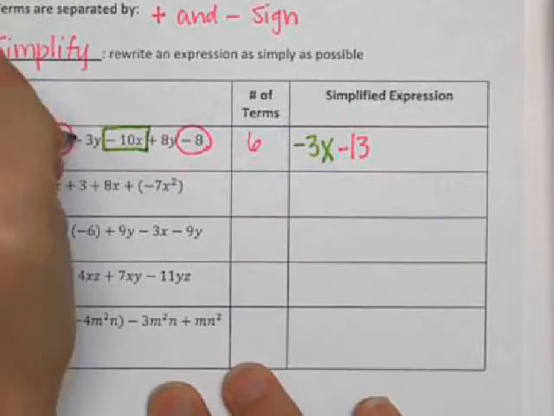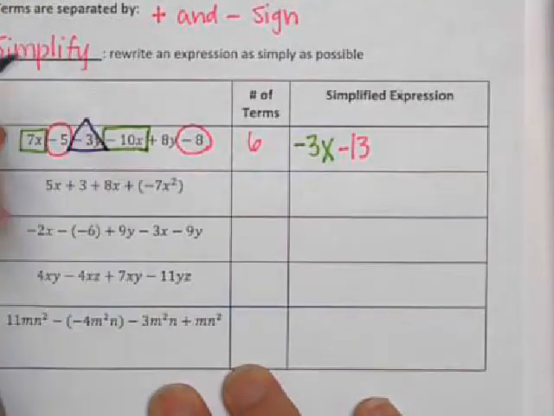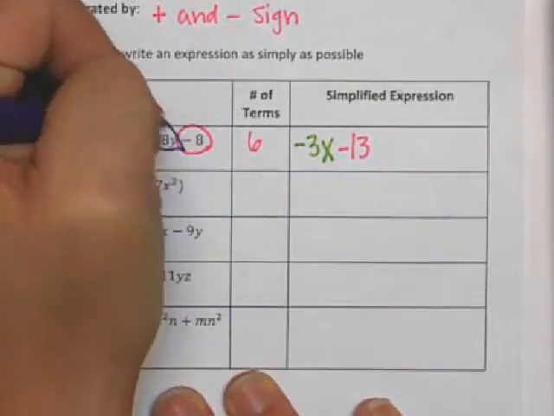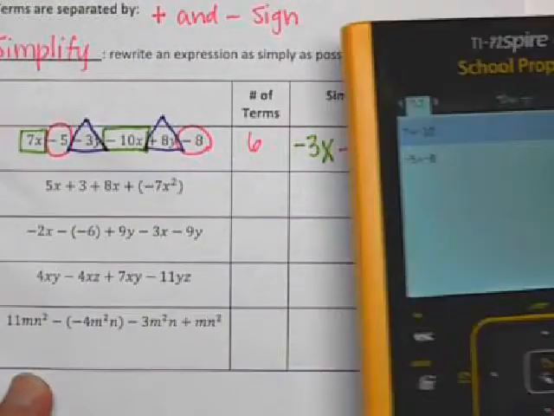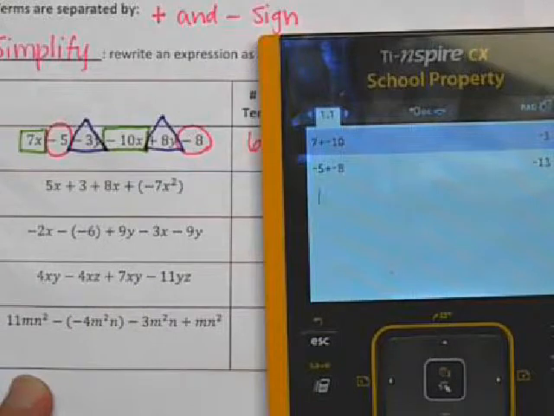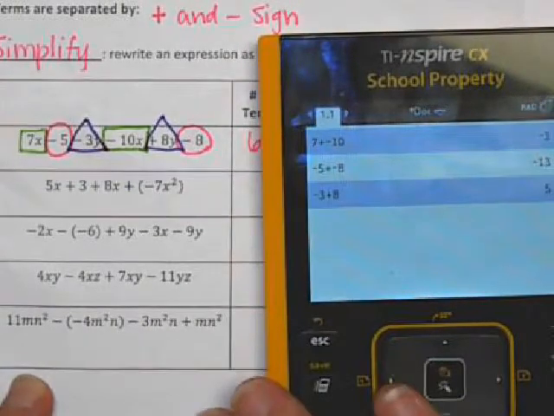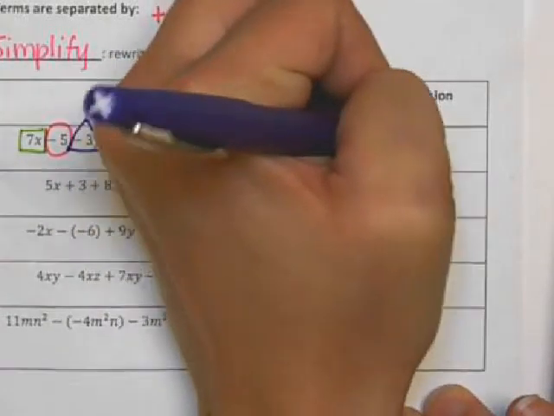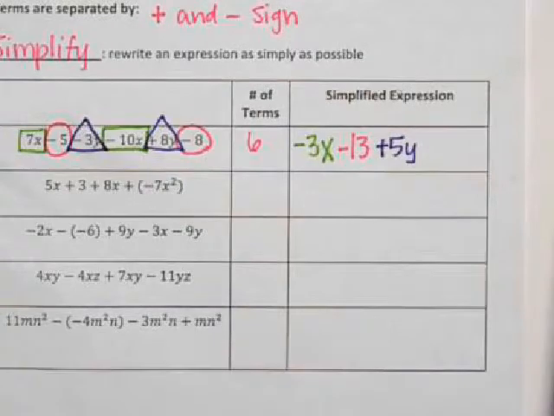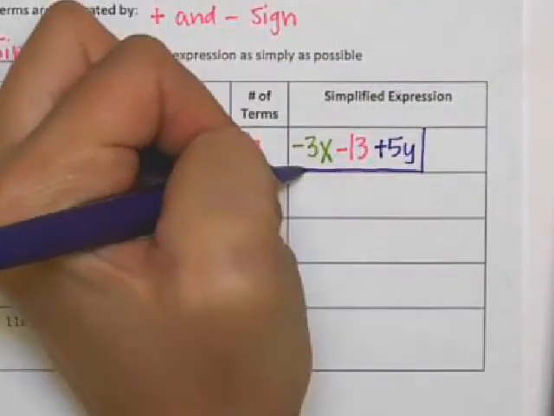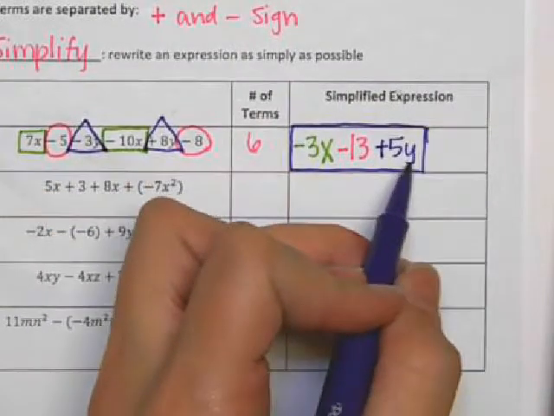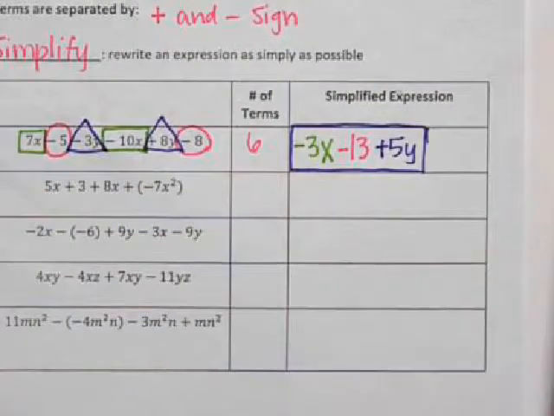Then I'm going to put a triangle around my next term, negative 3y, and its like term is a positive 8y. They have the exact same letter, and so I'm going to combine them, which is add. Oops. So negative 3 plus 8 gives me 5, and they both have a y, so I have to put a plus 5y. And this is my answer. How do I know that this is my answer? Because I cannot combine any of these. They all have different letters.